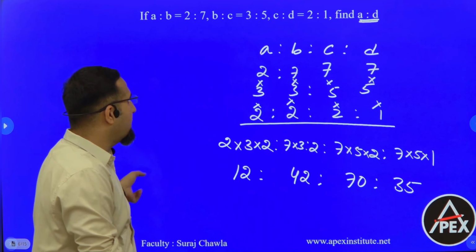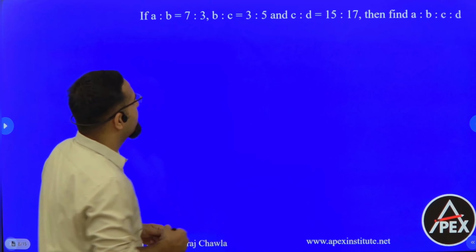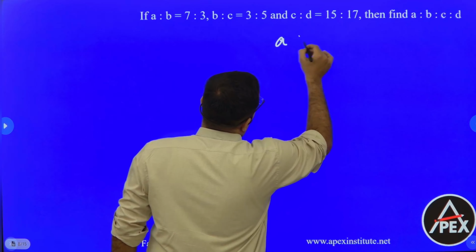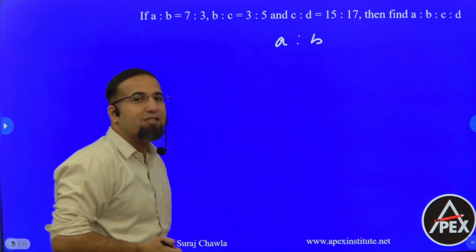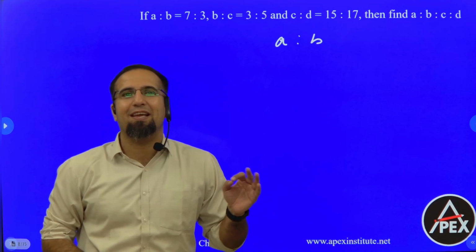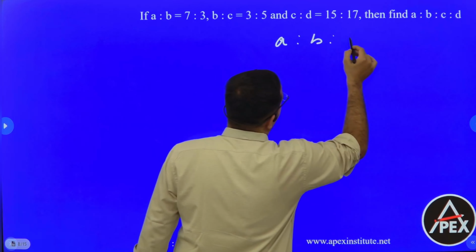Right? So I'm skipping this part here. Let's move to the next question. Now I'm given A is to B is 7 is to 3. Similarly, I am given B is to C is 3 is to 5 and C is to D is 15 is to 17. Again, the same question: are these regular ratios? Yes, they are regular ratios. So therefore, I can merge them directly.